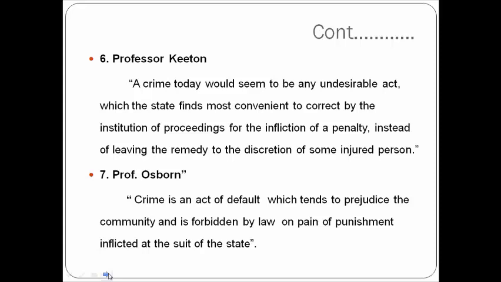He says that crime is an act of default which tends to prejudice the community and is forbidden by law on pain of punishment inflicted at the suit of the state. Again, the same thing is provided by Professor Osborne. Crime is an act of default which tends to prejudice, in the sense of causing damage or injury to the community, and is forbidden by law. It is prohibited by law on pain of punishment which can be inflicted at the suit, that is, by the institution of proceedings by the state.